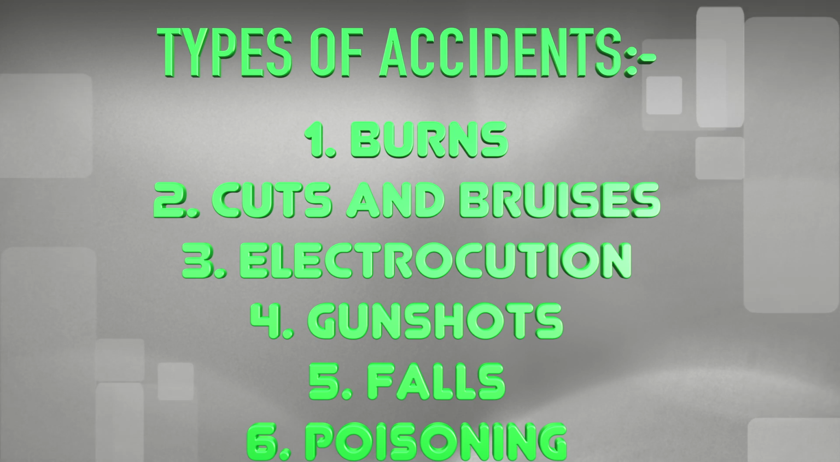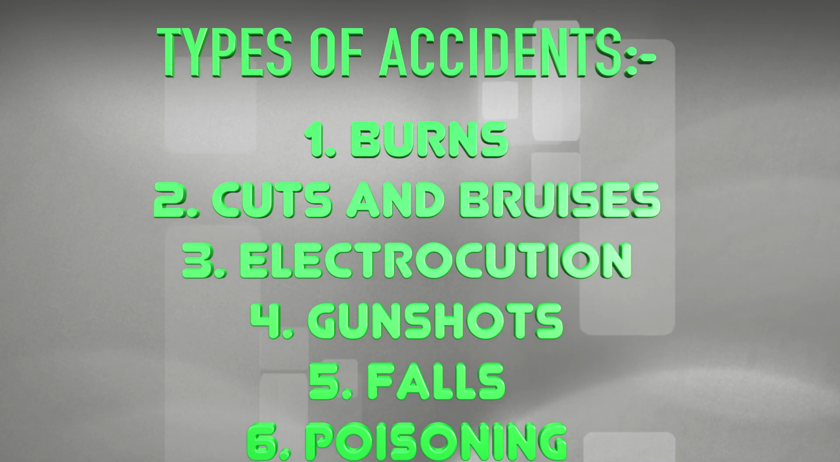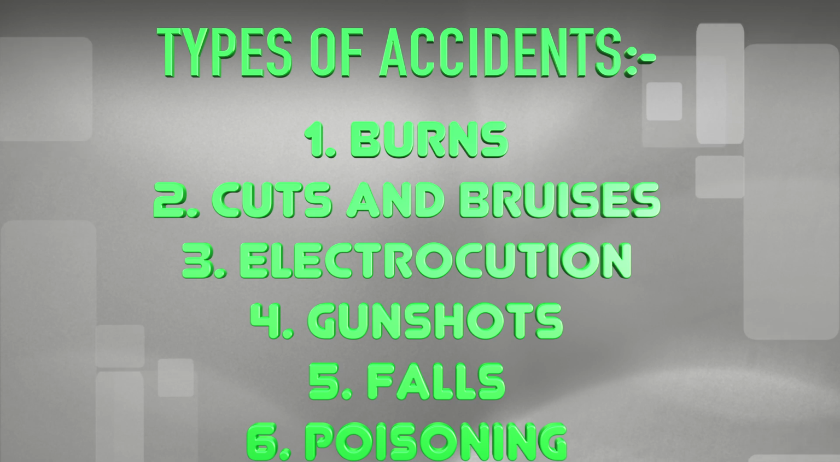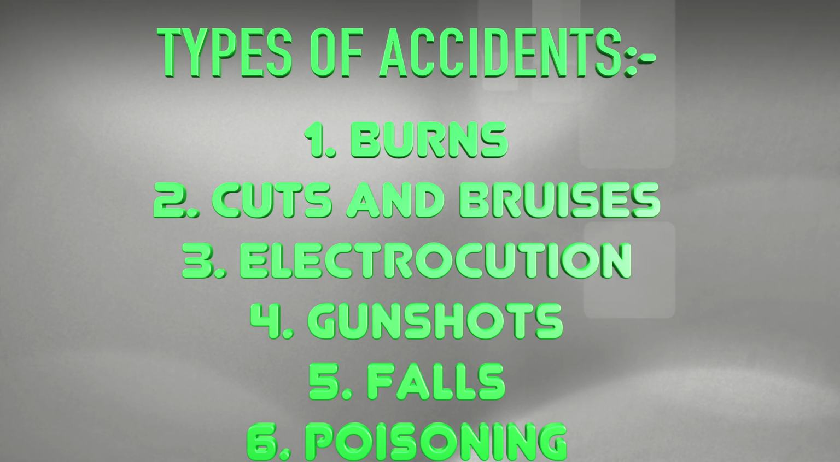Some accidents can occur in the following ways: 1. Burns, 2. Cuts and bruises, 3. Electrocution, 4. Gunshots, 5. Falls, and 6. Poisoning. As we know, everyone's homes, offices, or even businesses are potential hazards. So care must be taken to minimize these types of hazards. And I will just list some easy, practical steps that you can follow to prevent this from happening.